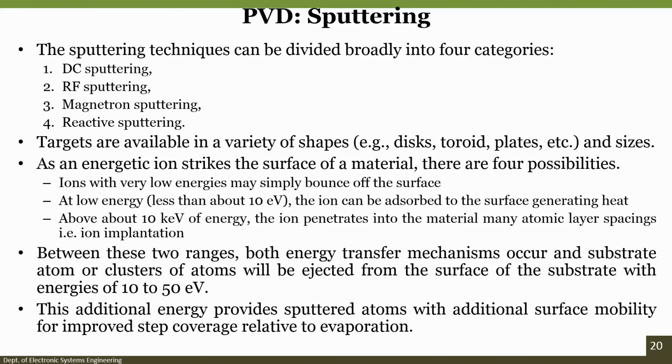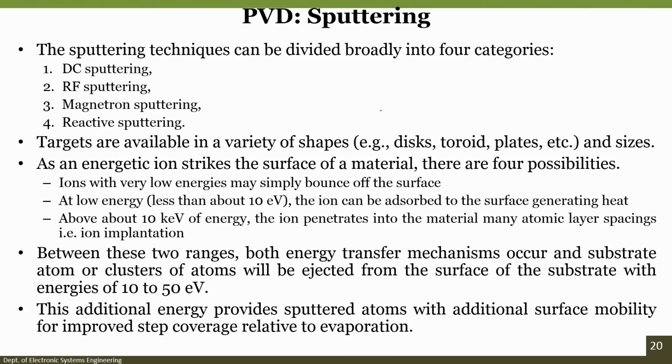Above 10 kilo electron volt, you will be able to see that the ion penetrates into the material many atomic layer spacing, which is the ion implantation, and between these two ranges both energy transfer mechanisms occur and substrate atoms or clusters of atoms will be ejected from the surface of the substrate with energies about 10 to 50 electron volt. This additional energy provides sputter atoms with additional surface mobility to improve the step coverage of the film.